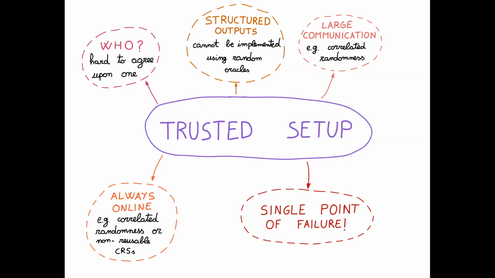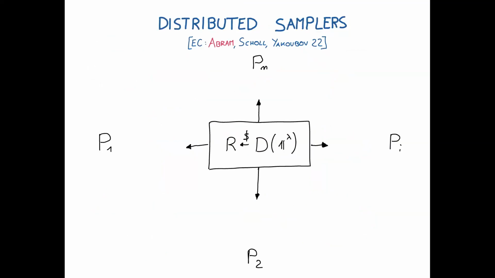And finally, there is the most important problem, namely that trusted third parties are inherently a single point of failure. So if an adversary takes control over them, then the security of the protocols that rely on these trusted third parties is completely broken. Okay, so in order to solve all of these issues, in Eurocrypt 2022, together with Peter Scholl and Sofia Yakubov, we introduced this cryptographic primitive called distributed sampler.